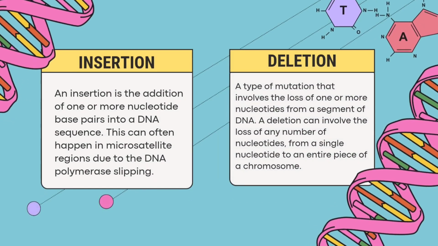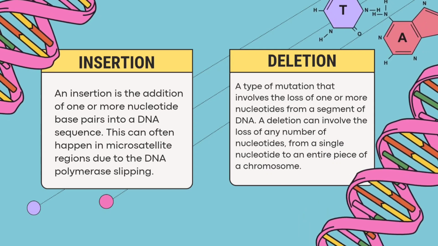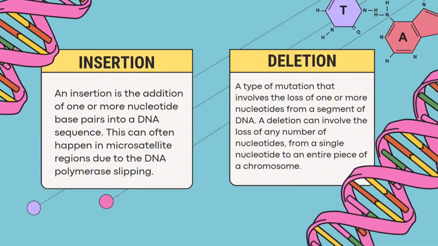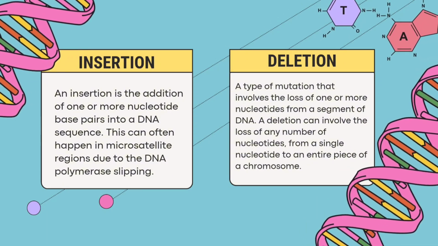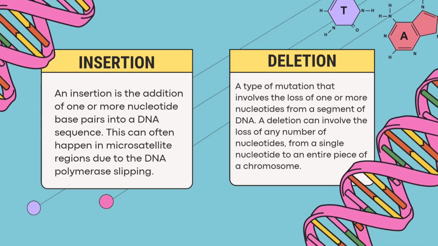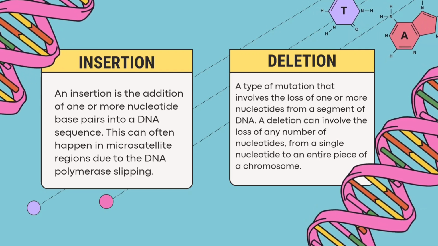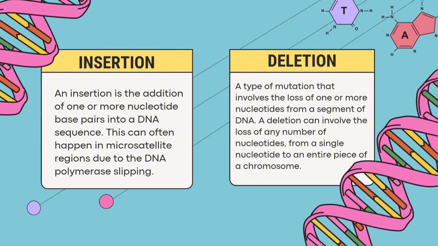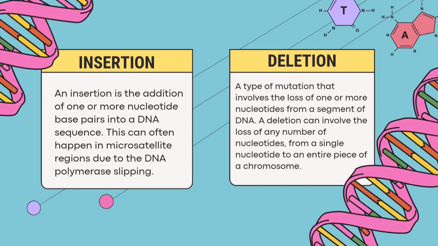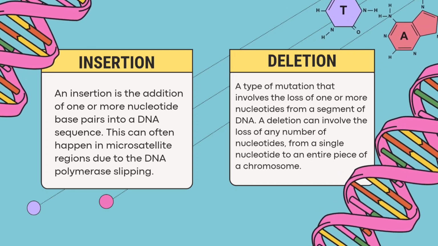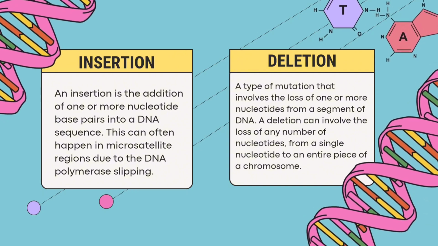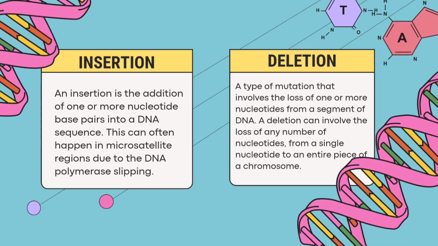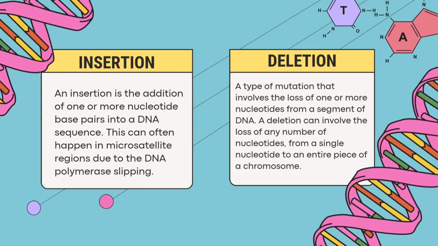What is an insertion? An insertion is the addition of one or more nucleotide base pairs into a DNA sequence. These can often happen in microsatellite regions due to the DNA polymerase slipping. What is deletion? Deletion is a type of mutation that involves the loss of one or more nucleotides from a segment of DNA. A deletion can involve the loss of any number of nucleotides, from a single nucleotide to an entire piece of chromosome.